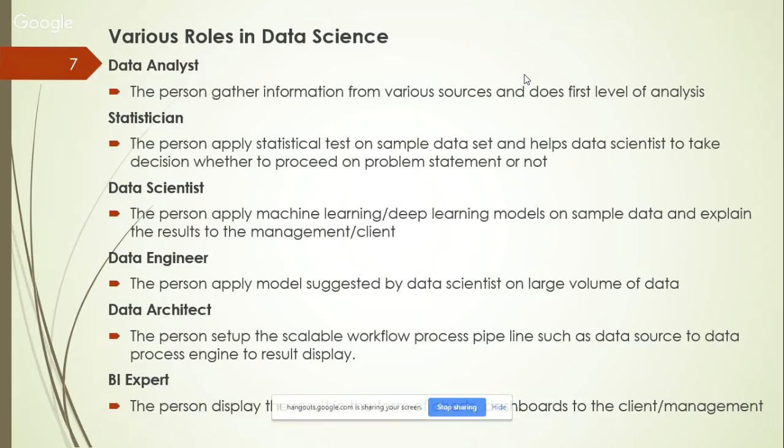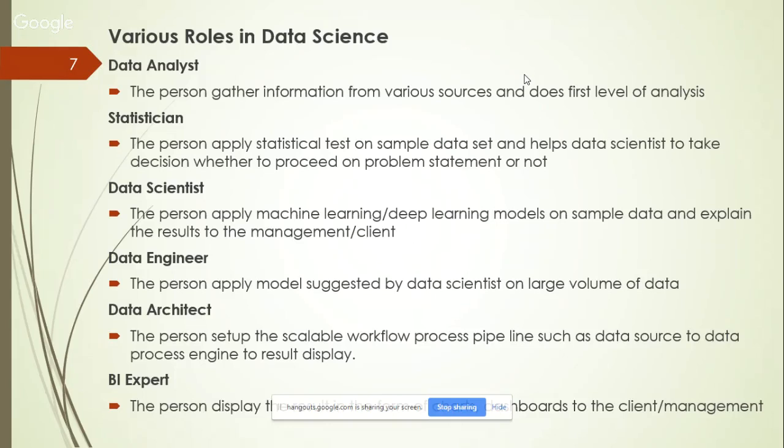So a data scientist is a person who actually applies machine learning and deep learning models. So whatever models I have shown in the previous slide, that's the mind map of all the machine learning models. So a data scientist is a person who applies all these machine learning models on sample data and then explains the result to the management, because every model will give some output and the data scientist should know how to read this output. Is it actually serving the purpose or not?